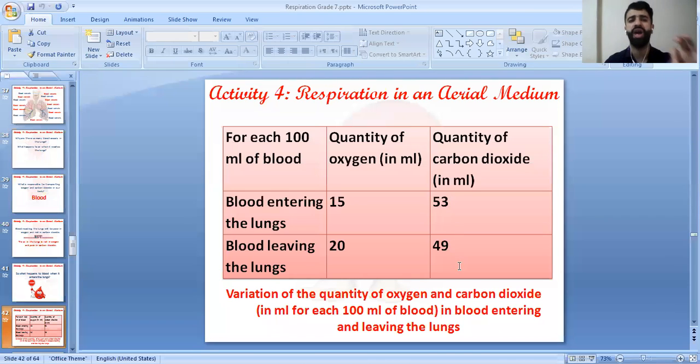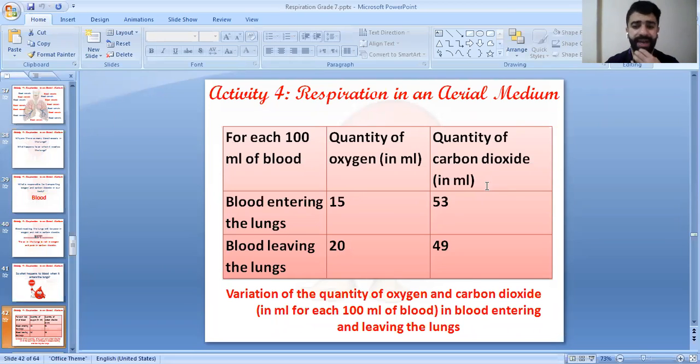If I ask you to compare the quantity of oxygen in blood entering and blood leaving, you have to say the quantity of oxygen in blood entering the lungs is 15 milliliter for each 100 milliliter of blood, which is, you have to say, less than or greater than 15 and 20. Sure, 15 is less than the quantity of oxygen in the blood leaving the lungs, which is 20 milliliter for each 100 milliliter of blood. So here you have to pay attention. You are comparing oxygen with oxygen, not oxygen with carbon dioxide. Oxygen with oxygen in the blood entering and the blood leaving.